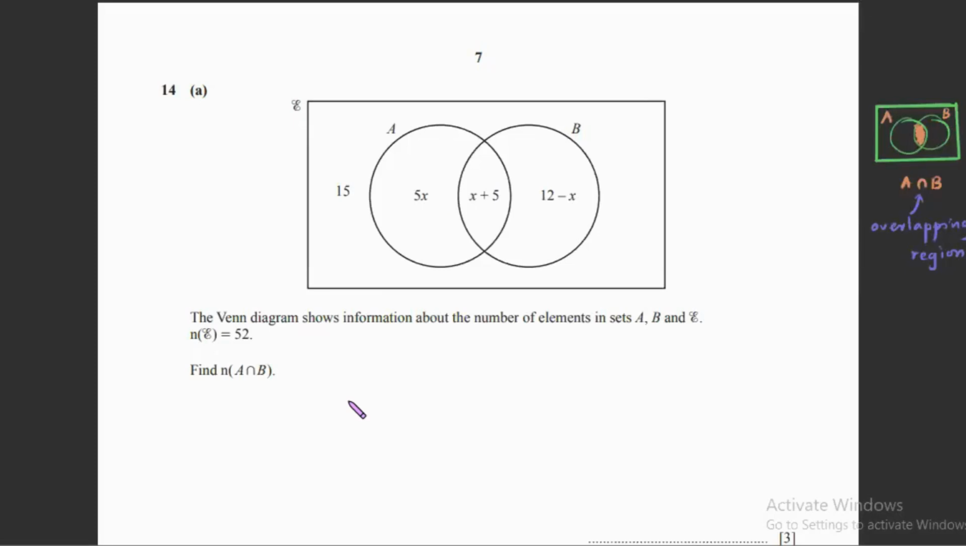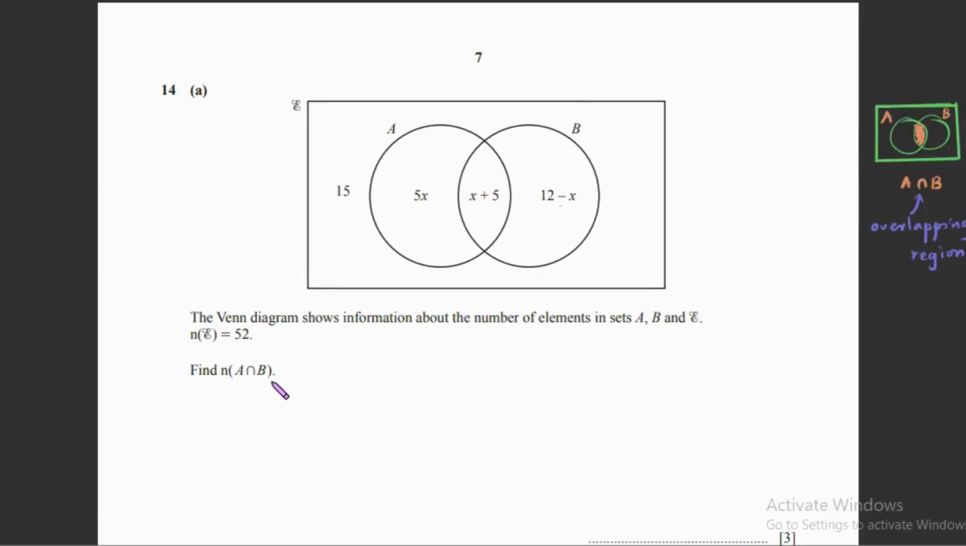In question 14, the Venn diagram is given, and each section in this Venn diagram is given in terms of x, and we are supposed to calculate what A intersection B is. But the universal set, the number of elements that belong to the universal set, is given as 52, which means all these regions together will be equal to 52. We need to find what A intersection B is.